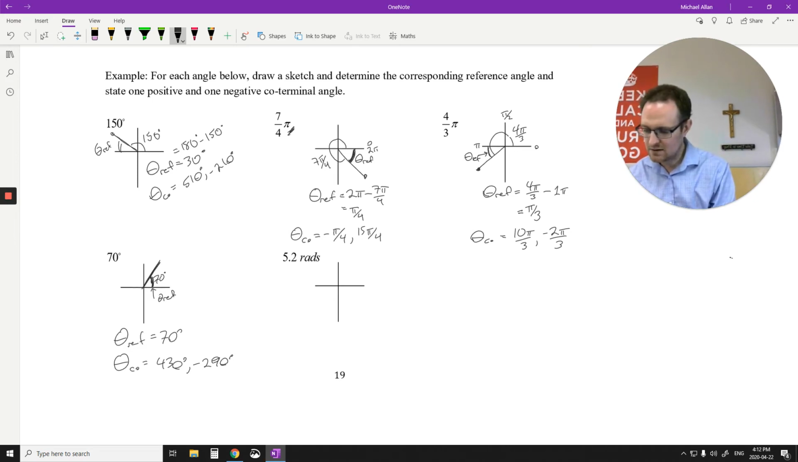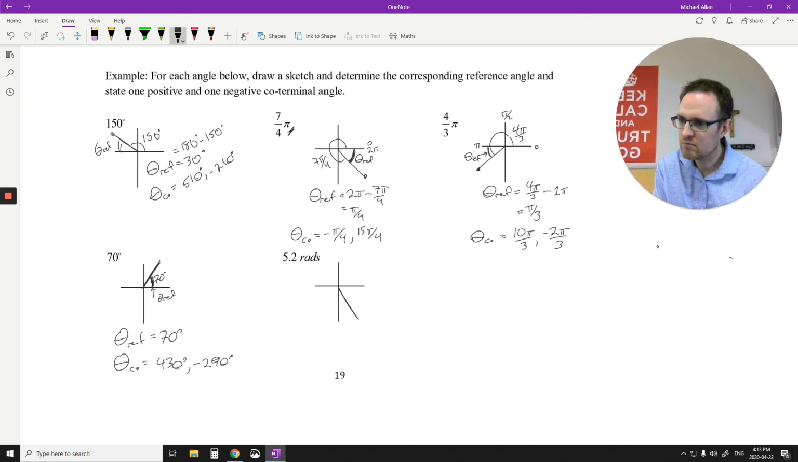5.2 rads. So what I'm going to do here is I'm going to times it by 180, divide it by pi, to change this into degrees. It ends up being about 297-ish degrees, so it's somewhere in here. Okay.